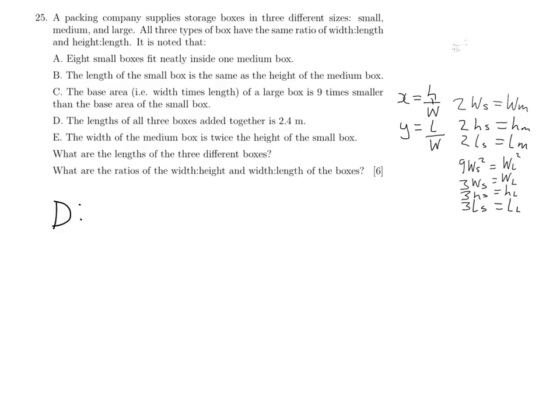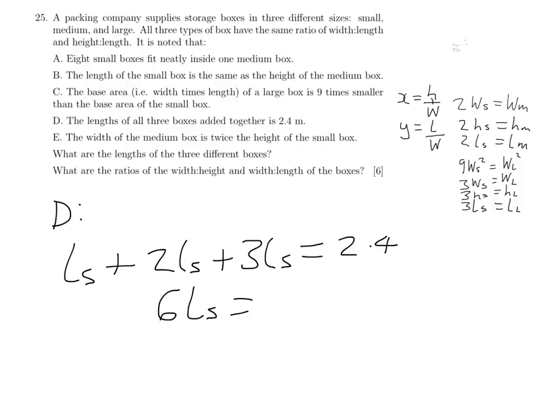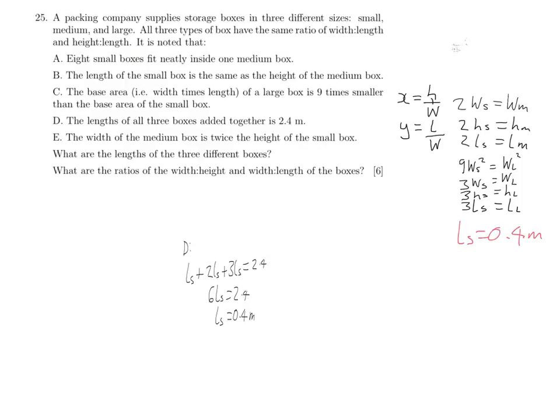So I'm now going to start looking for the lengths of the different boxes. Statement D tells us that the length of the small box plus the length of the medium box plus the length of the large box is 2.4 meters. But instead of using the length of the medium box, I'm just going to use the fact that the medium box is twice that of the small box and the large box is 3 times that of the small box. Now we've got an equation where we've only got one variable, so it's quite straightforward to solve for the length of the small box, to find that the length of the small box is 0.4 meters. I'm just going to write that on the side there, because that's one of the important bits of information that we needed to find out. That's one of the goals of this particular question.